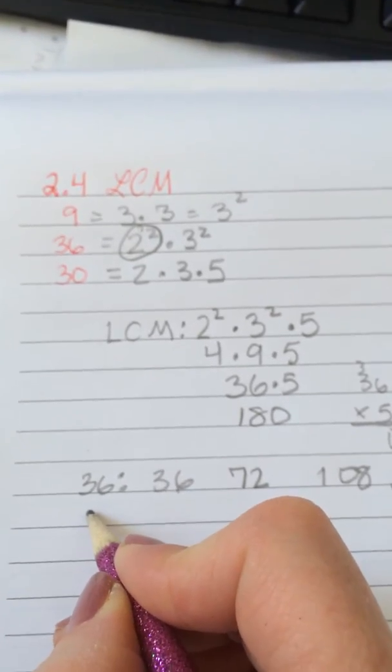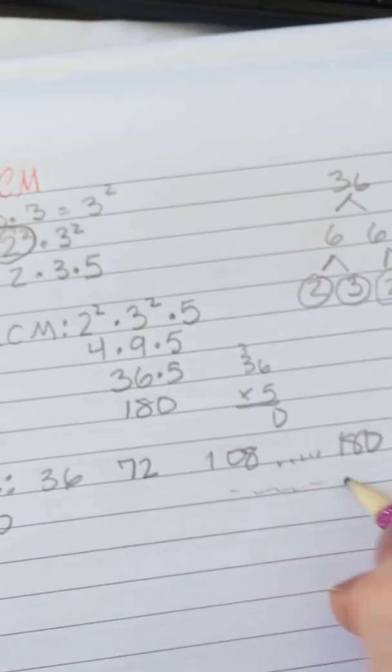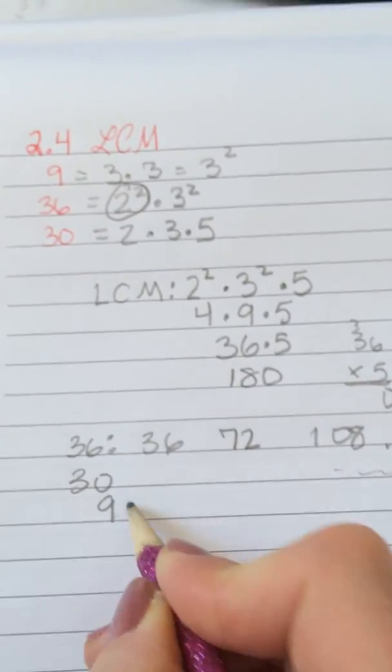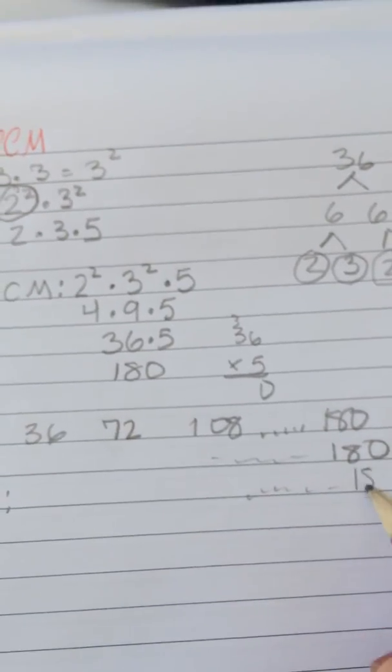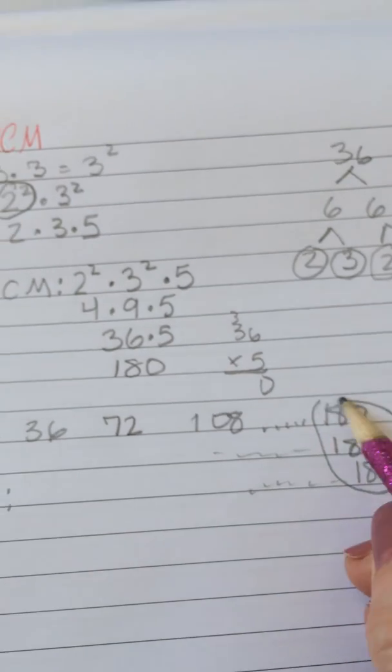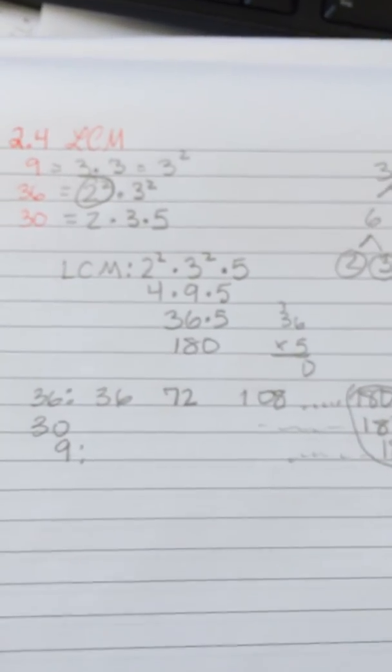And then you would do that for the 30. Eventually you work that up so you get 180 and 9. Eventually 9 times something is 180. And you notice that they all three have a 180 in common, so that's the other way to do it. And that's it.